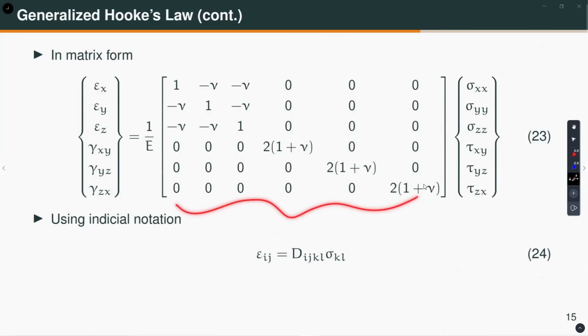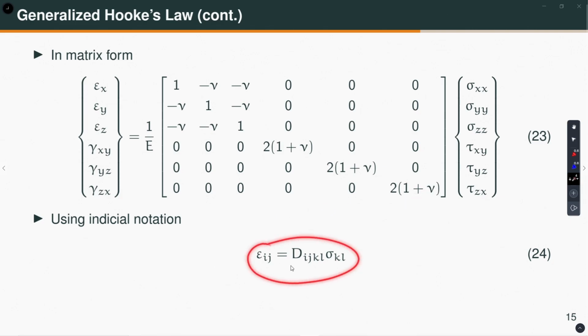compliance matrix, and in indicial notation you can write epsilon ij is equal to dijkl. So, there are 4 free indices, right, and this is a 4th order tensor. So, therefore, it has 81 components, but here you do not see 81 components, right, because I have written only the unique stress and strain components. Okay. Otherwise, there will be repetition.